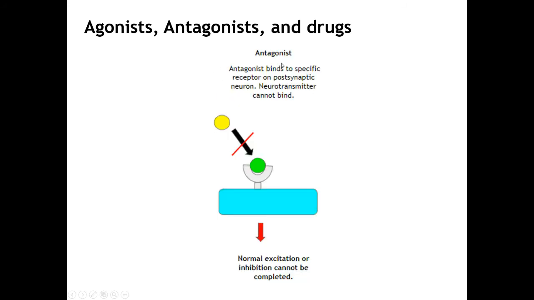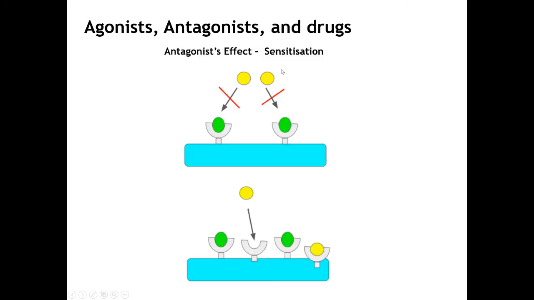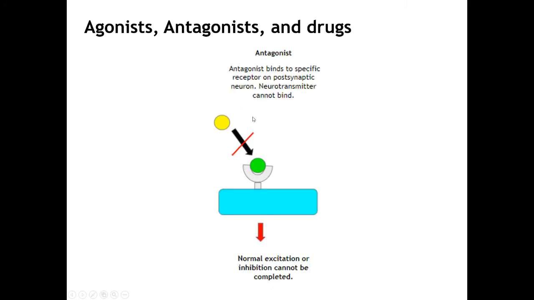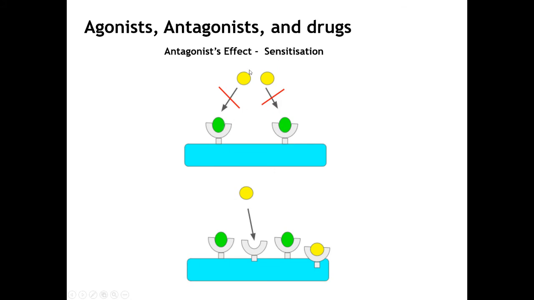So if we think about antagonism, this that we've just looked at, the antagonist in this case, the green one, has bound in the place of the neurotransmitter. This means that the neurotransmitter cannot get into its binding site. No effect has been received by the neuron because the antagonist does not encourage the same effect as the neurotransmitter. This means that your body tries to fix this problem and it produces more receptors. So that means its neurotransmitters now do have somewhere to bind.